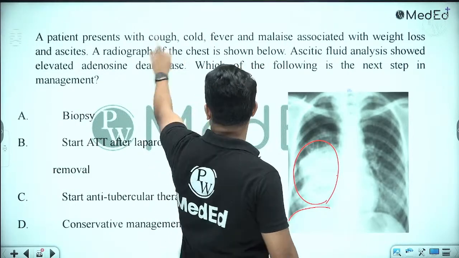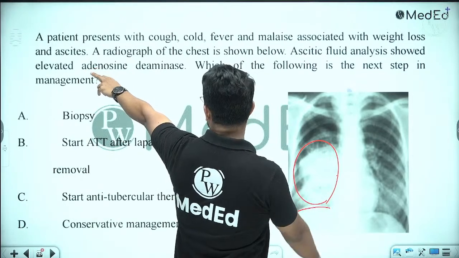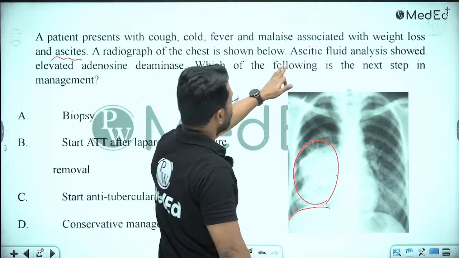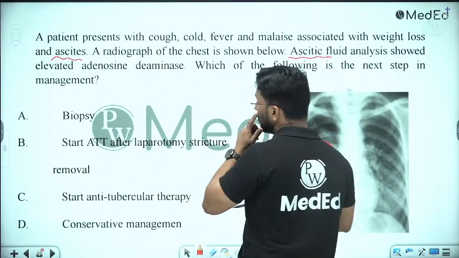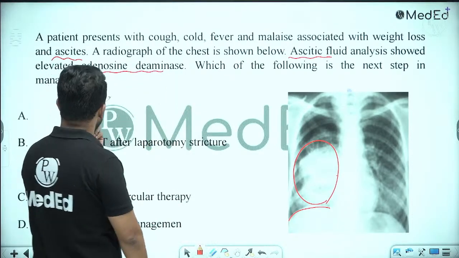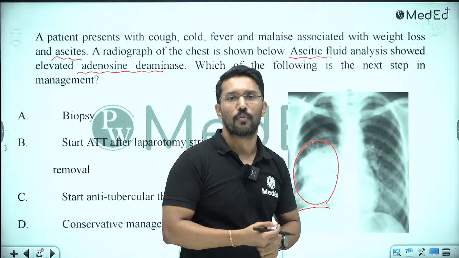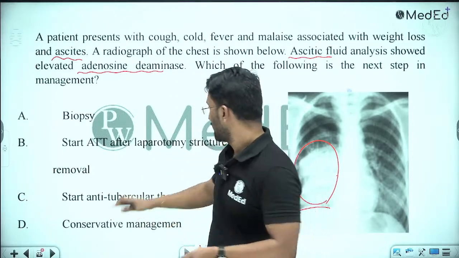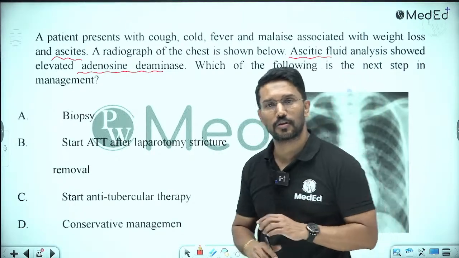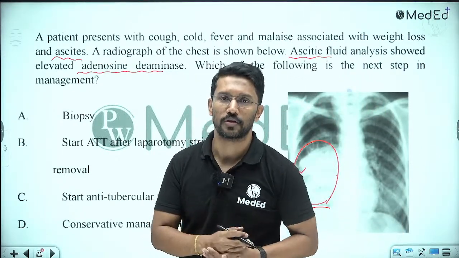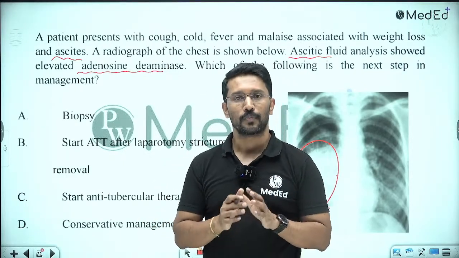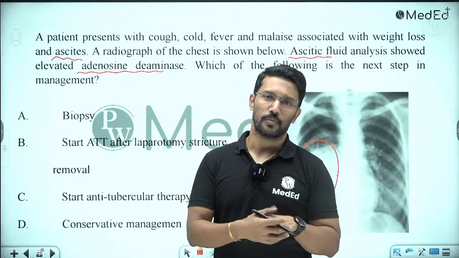Okay, then the patient has, apart from this, cough and otherwise he also has ascites. Now ascitic fluid analysis showed elevated adenosine deaminase. Okay, which of the following is the next step in the management? Now elevated ADA, what does that indicate? It indicates tuberculosis. Can this picture be explained with tuberculosis? Yes, tubercular consolidation is known to occur. So we have tubercular consolidation with ascites with elevated ADA. So it is for all probability a case of tuberculosis involving chest as well as abdomen.